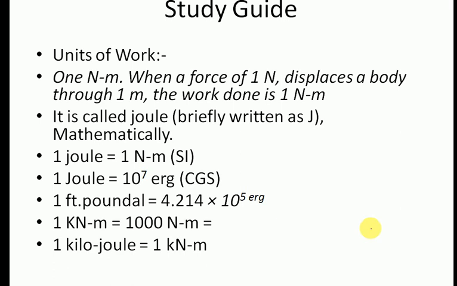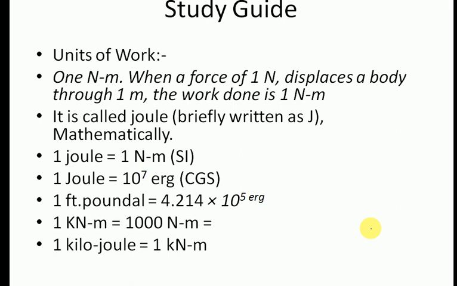Okay, what is the unit of work? In the SI system, the unit of work is joule. What is the definition of joule? Joule is 1 Newton meter. So when a force of 1 Newton displaces a body through 1 meter, the work done is 1 Newton meter.